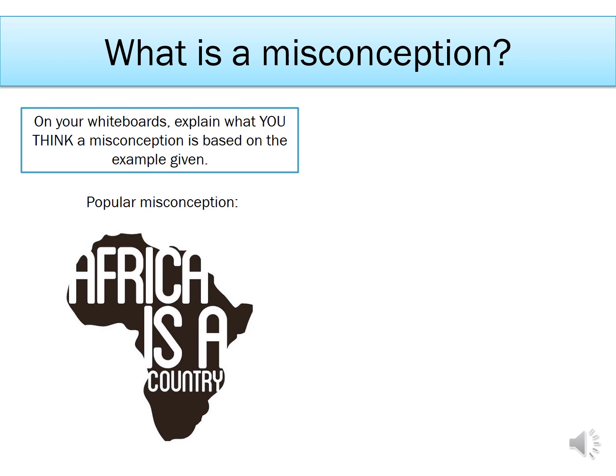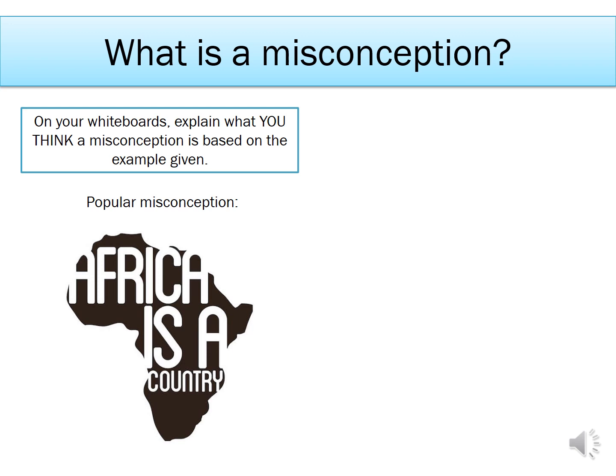This first part of the lesson is looking at what a misconception actually is. You can see on the screen that you have a popular misconception about Africa. It says that Africa is a country. Using that as an example on your whiteboards, can you explain what you think a misconception is? If you had to come up with a definition for the word misconception, what would you say based on that example? You can pause the video to complete that activity.